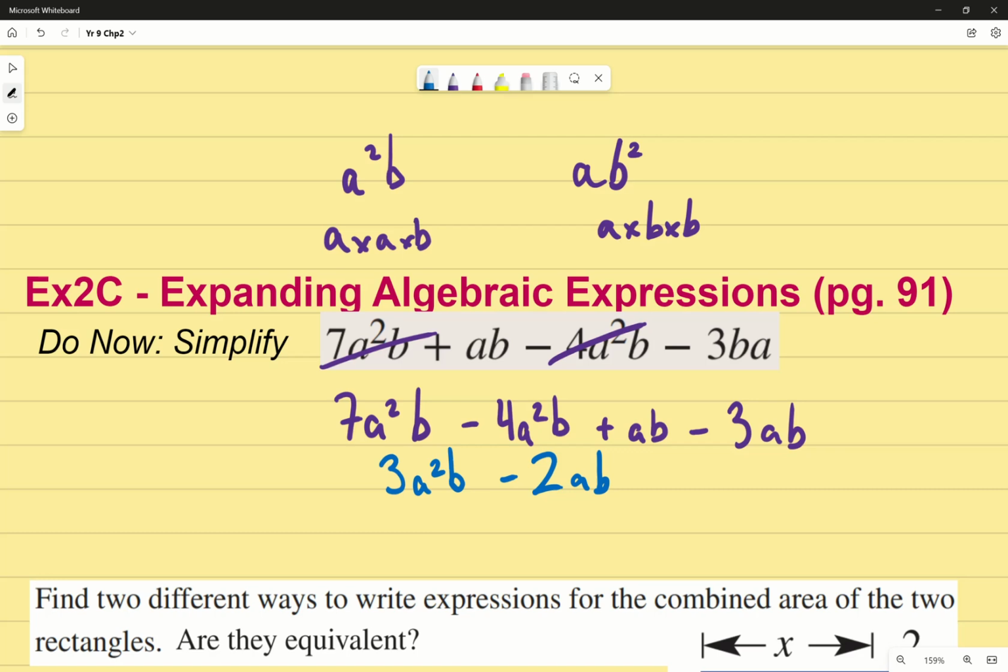So to recap, I identified that these two, the A squared B and A squared B here, are like terms. I've also identified the AB and the BA here are like terms as well. I've just rewritten it so that I've got all the A squared B's on one side and the AB's on the other side. And I just added the coefficients. Any questions? Okay. You have time to practice that today. I'm going to move on to the next section.